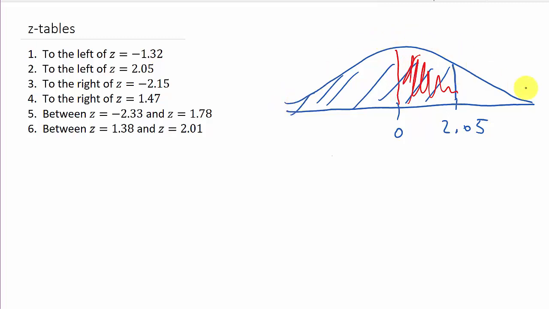Well, remember, the area under this entire curve is 1. So 0 is the mean. It's in the very middle. So we know the area from 0 back to the left is 0.5, and the area from 0 back to the right is 0.5, which will give us a total area of 1. So what we have to do is look up 2.05 and get this area, and then we'll add 0.5 to it. All right, so let's go ahead and look up 2.05.